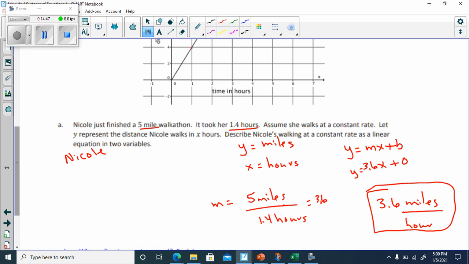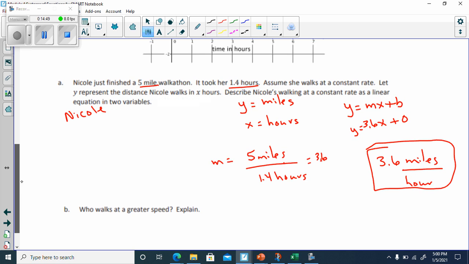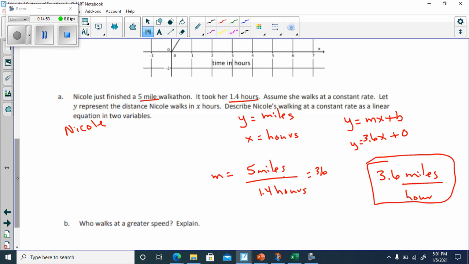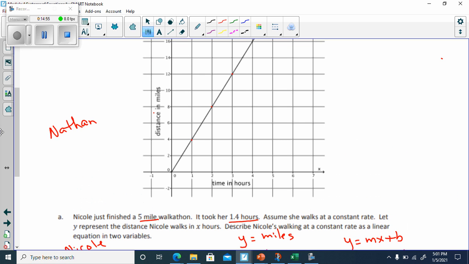All right, let's see what else it asks us. Who walks at a greater speed? Nicole's walking 3.6 miles per hour. How about Nathan? How can I find his speed? Isn't his speed the same thing, his rate of change? His slope? Let's try that. Let's look at our data here. We know he crossed here. We know slope is change in y over change in x. Up and down over left and right. Let's find 2 points.